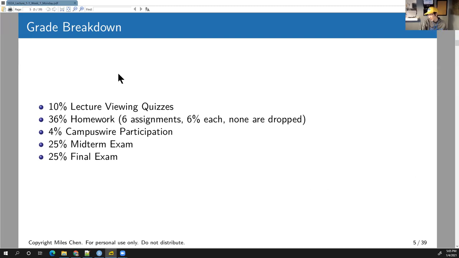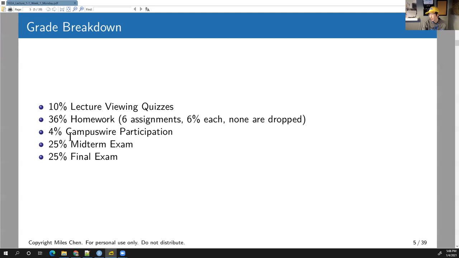Grade breakdown. This adds up to 100, right? This is how we're going to do the grades. 10% lecture viewing quizzes, I'll talk about that in a moment. Homework: you have 6 assignments, 6% each. None of them are going to be dropped, so make sure you do all of your homework.